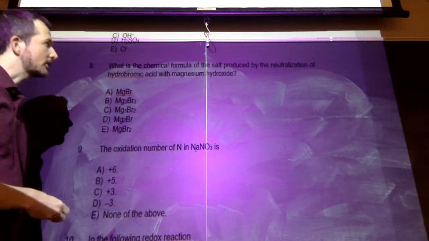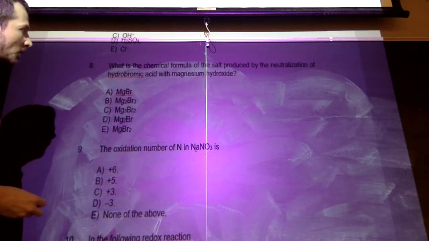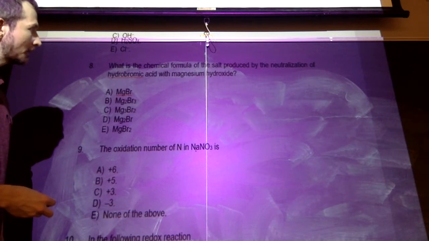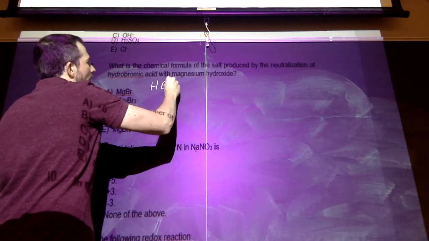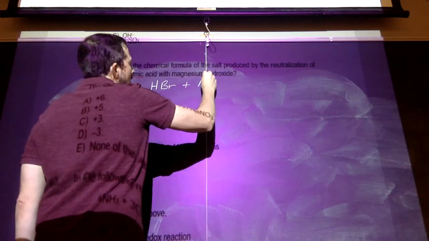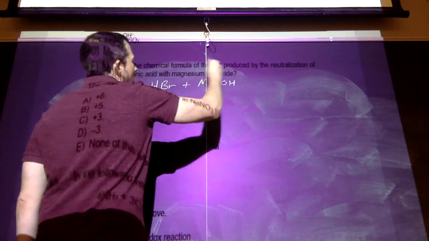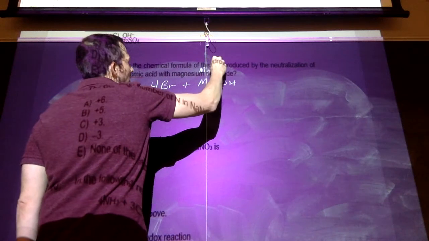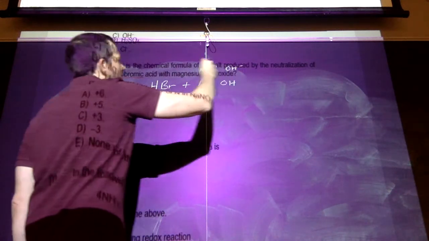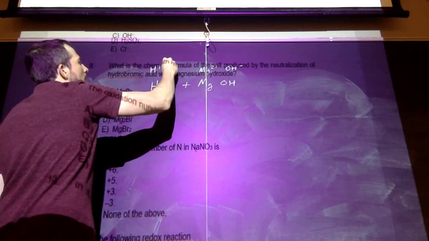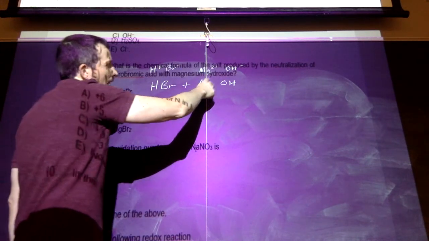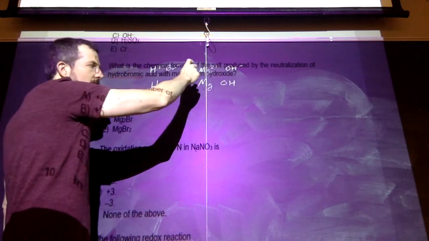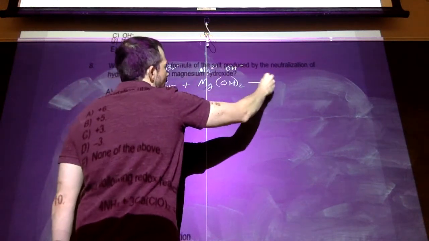What is the chemical formula of the salt produced by the neutralization of hydrobromic acid with magnesium hydroxide? So hydrobromic acid plus magnesium hydroxide. So magnesium's a 2 plus, hydroxide's a minus. And so I need 2 hydroxides to balance out the 2 plus and be Mg(OH)2.